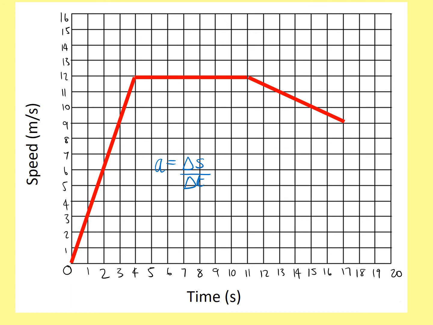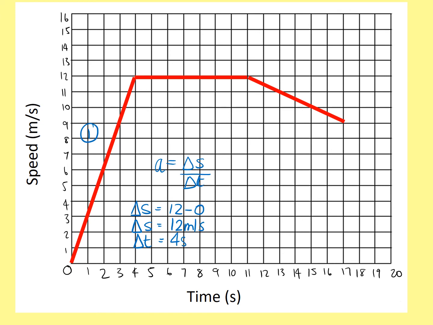For section 1 here, the change in speed is from 0 to 12. The way we calculate the change in speed is the final speed take away the initial speed. So the final speed is 12 meters per second and the first speed was 0. So the change in speed is 12 meters per second. The change in time, the time it took for this to happen: it started at 0 time and reached 12 meters per second at 4 seconds. So the change in time is 4 seconds.